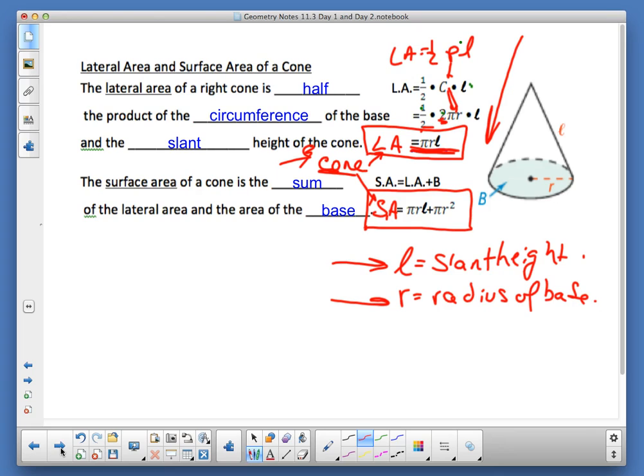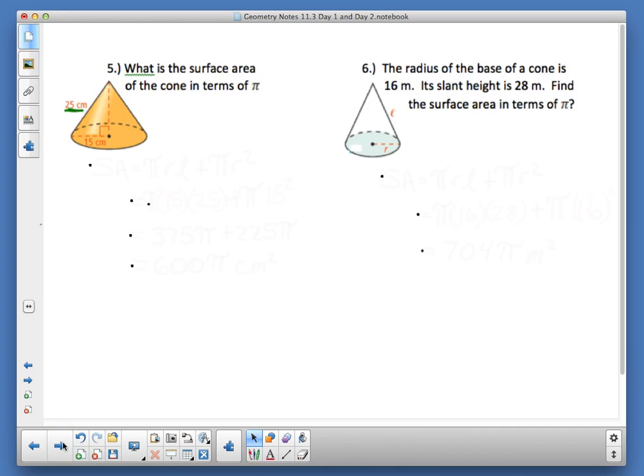You need the LA of a cone, you go pi RL. That's it. If you need SA of a cone, you've got the pi RL, which is LA, plus pi r squared, which is one base. And that's it. That's all you need. Because that's it, and that's all you need, and we're familiar with this process, go. Fill it in. Get her done.